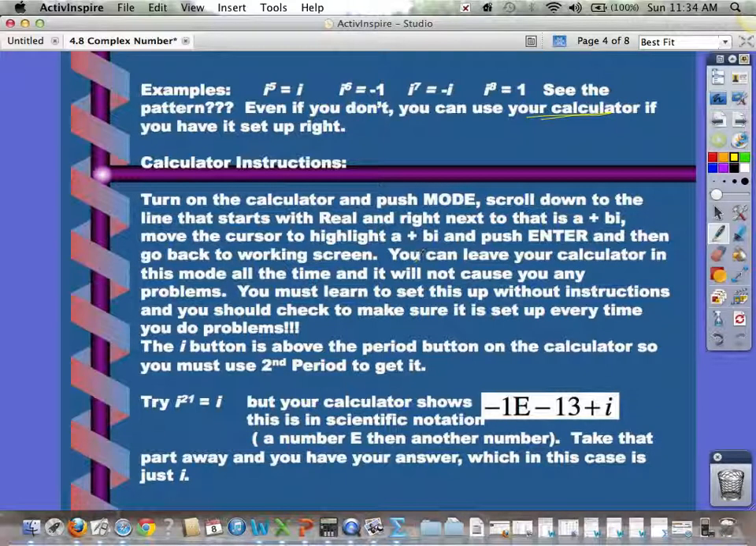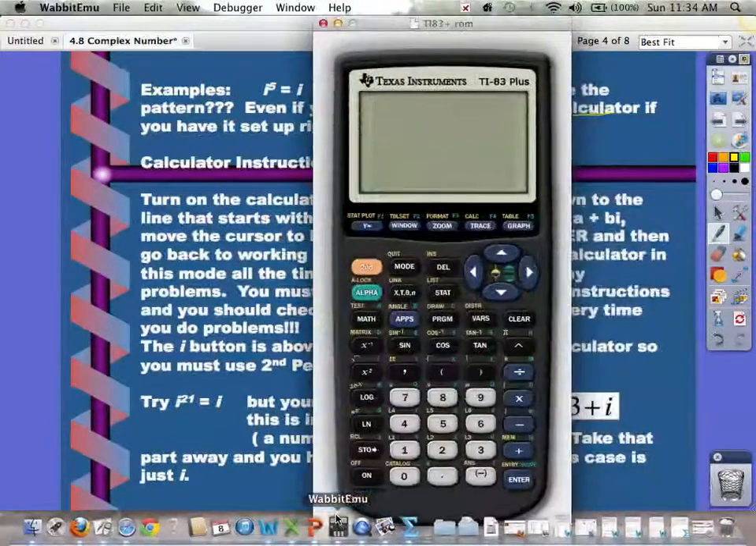Now let me show you how to do this. Let me pull up my calculator. All right, let me turn it back on.